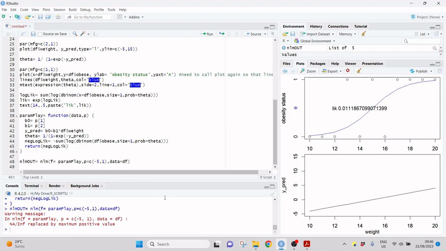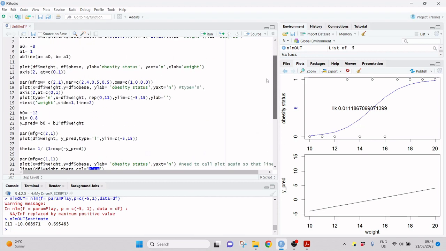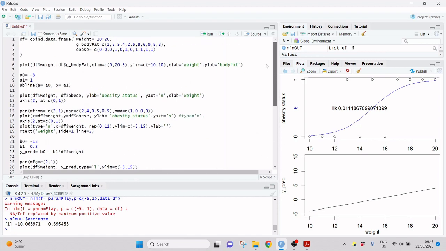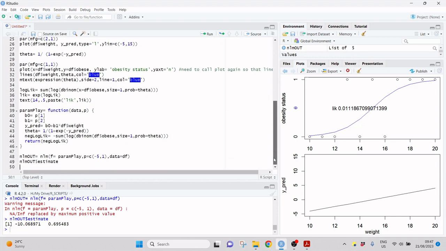We get some warning message, we'll just ignore that. Then we ask, which estimate did we get from you? NLM out estimate, meaning the estimate for our optimized parameters. And we see -10 and around 0.7, which was not too far off. Where did we end up before? We were at -12.8, so it's not quite the same, but in a similar ballpark.